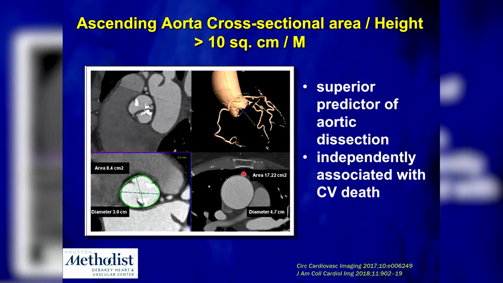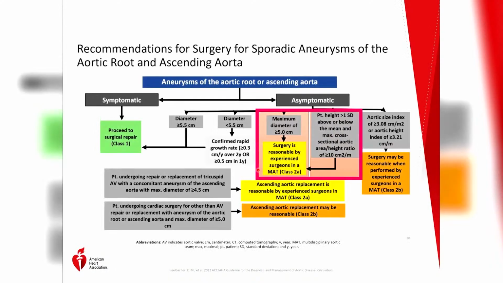You can actually see it over here, divided by the patient height. And if that's more than 10 square centimeter, then this was independently associated with cardiovascular death and a much superior predictor to aortic dissection. When do we intervene on patients with either aneurysms of the aortic root or ascending aorta? We said that the cutoff is now 4.5 centimeter to call aneurysm for the root and the ascending aorta.